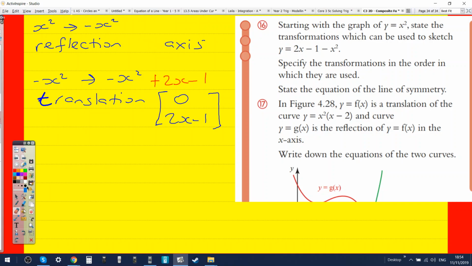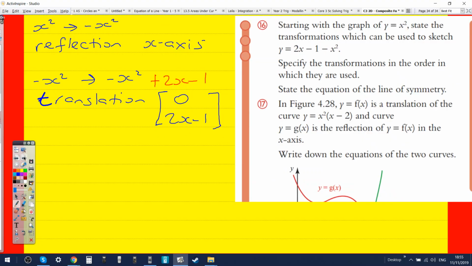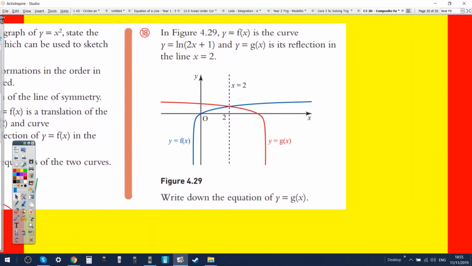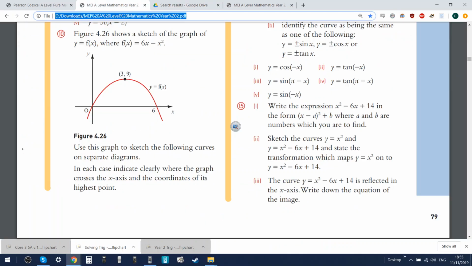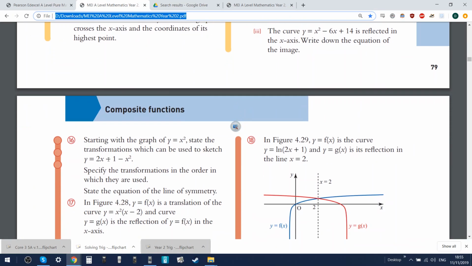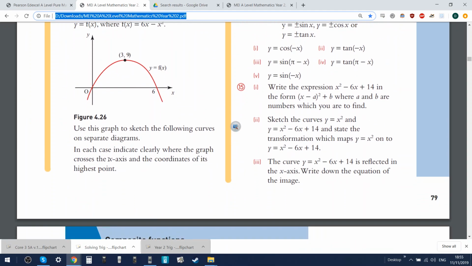Why is that? This is really tricky. Let me just see something. And then translation 1, 0 in this direction. That's really crazy. I'm going to leave that one for a moment. Just want to see what these things are made of. Write down the equation of this thing. See, this is crazy stuff. Let me just get a slightly more normal one before we go crazy. Write the expression.